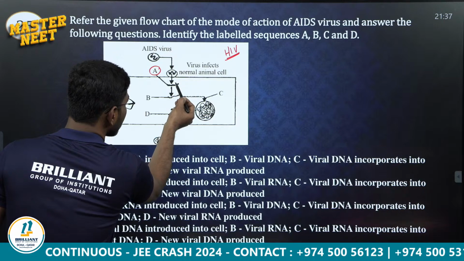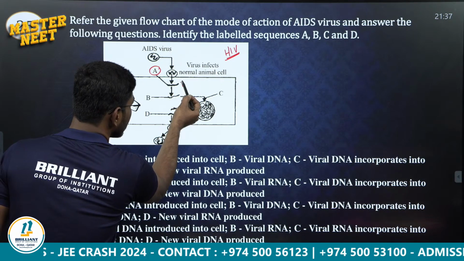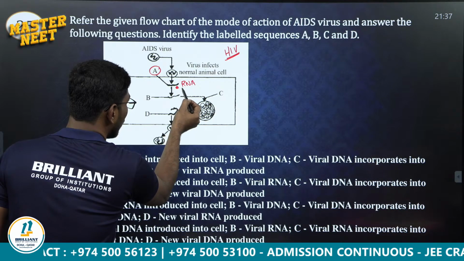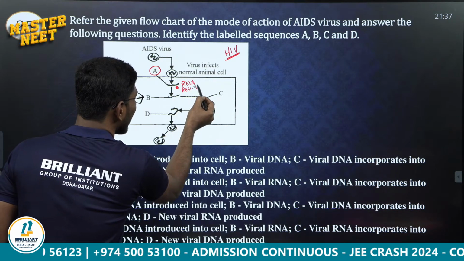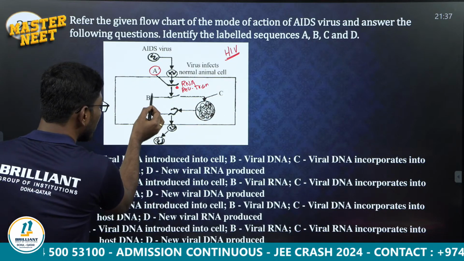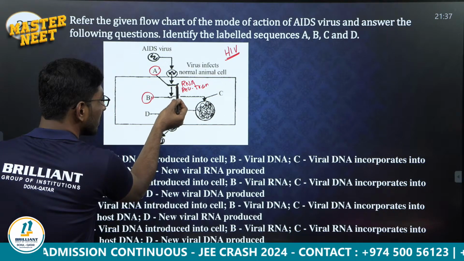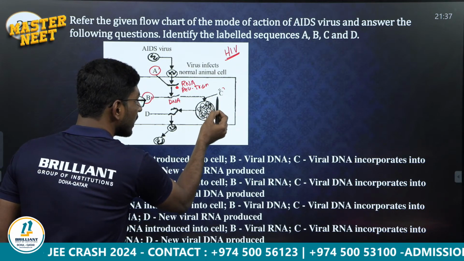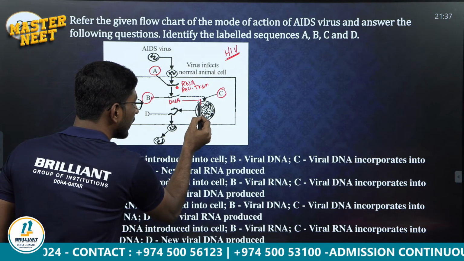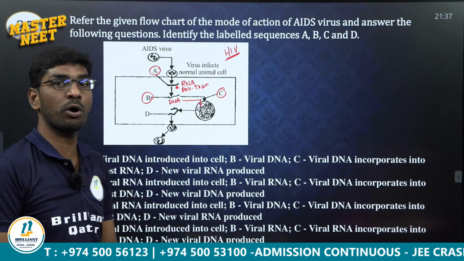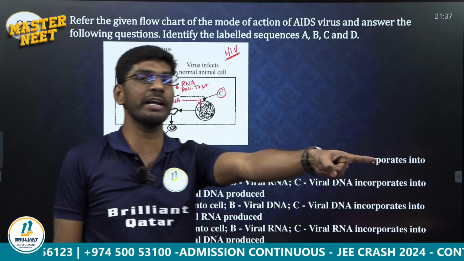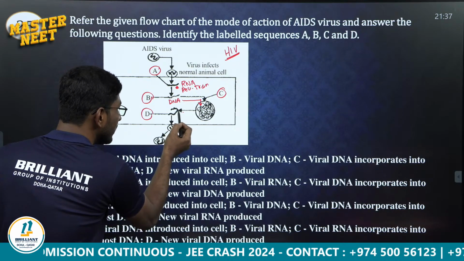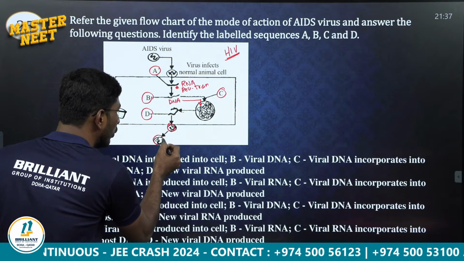The given sequence is this. A: from the virus, something is introduced. If I am not wrong, this is viral RNA. Along with viral RNA, something also comes. What is that? Reverse transcriptase enzyme. Next, B is given. With the help of this reverse transcriptase enzyme, something is made. What is that? DNA. Which DNA? Viral DNA. And C: this viral DNA is incorporated in the nucleus of the macrophage or host cell. Very good. Now C is incorporating, and D: this viral RNA is making new viruses.